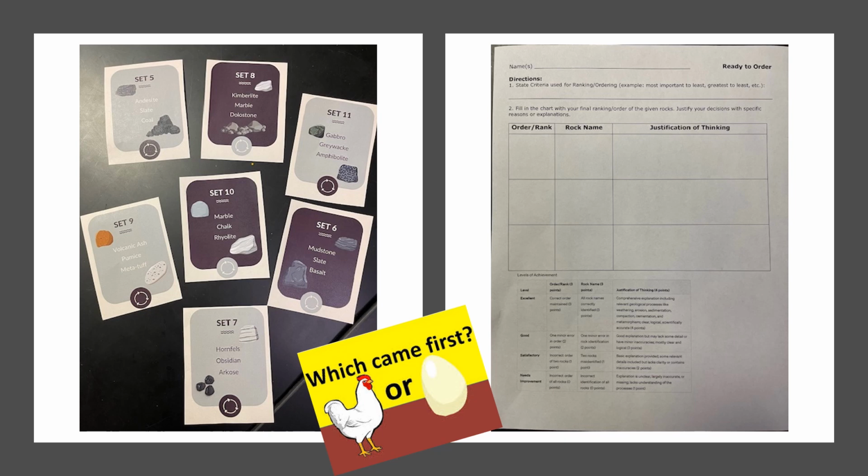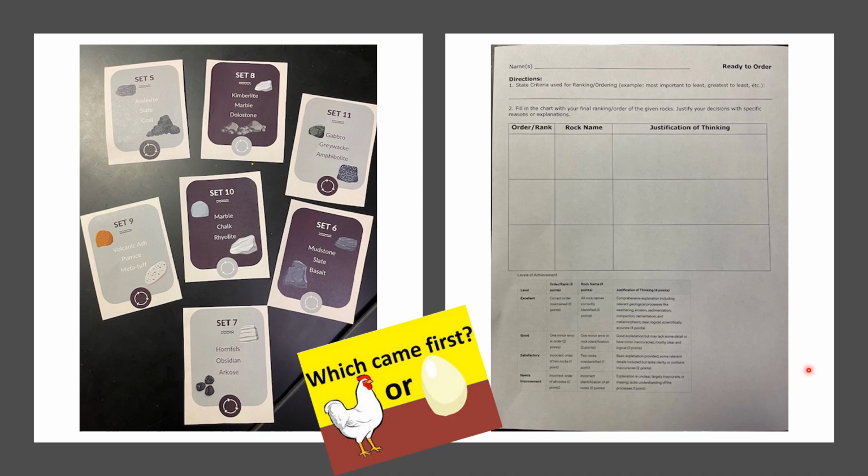Each group of 3 students got one of these cards, and their task was to figure out which of the rocks had to have been made first, and then which one second and which one third, because there's only one correct way that these could go together. And then they had to write it on this Ready to Order graphic organizer. So they had to put whichever rock came first here with the rock name, and then why they found out that that came first, and so on. Kind of like what came first, the chicken or the egg.